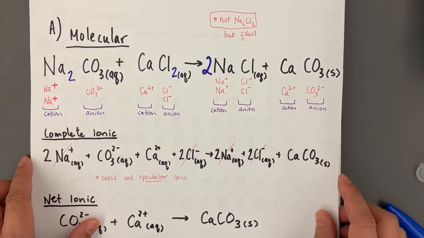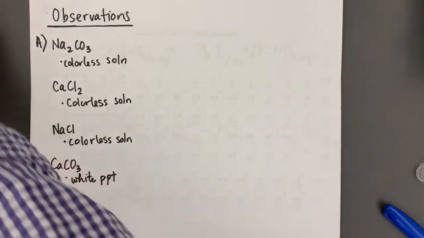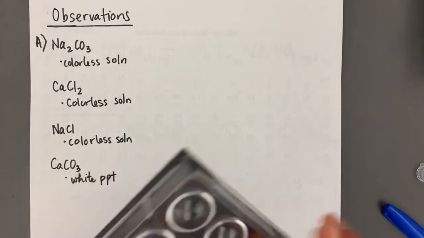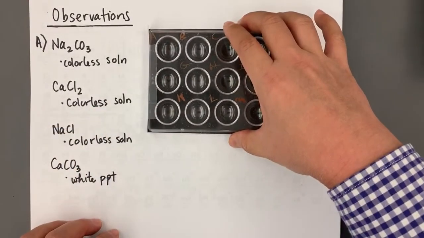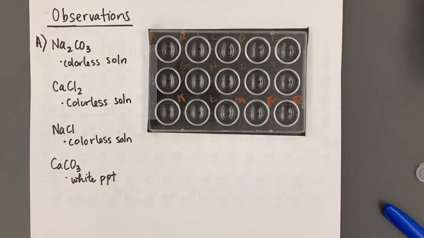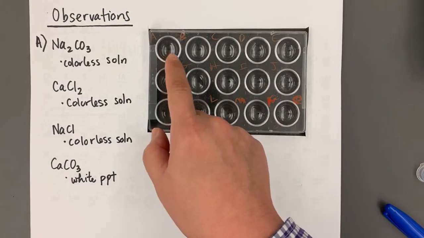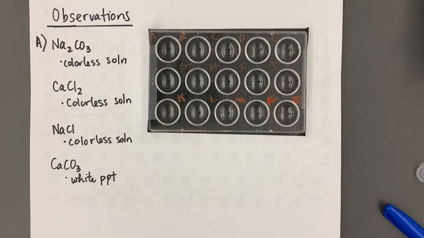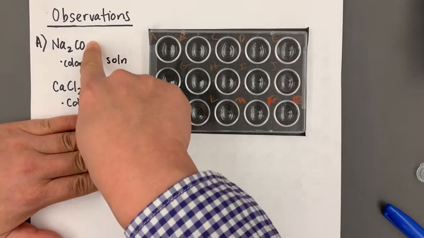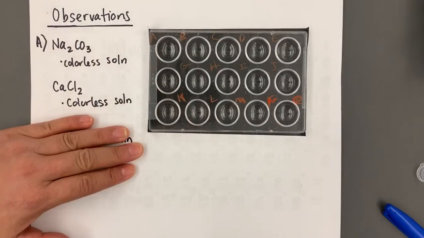Again, in the lab, we're going to be doing this reaction. So let's do it now. We're going to write down what we observe as we do this reaction. Here I've got a 24 well plate. Actually, it's a 3 times 6, so an 18 well plate. I'm going to add my sodium carbonate and calcium chloride.